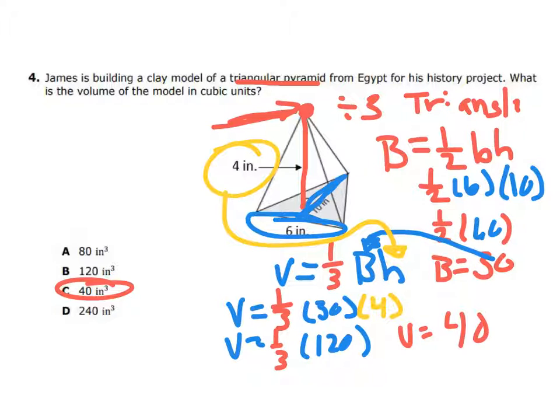So if you made a mistake on this one, common mistakes would be forgetting to divide by 3 here. Another common mistake is forgetting to take half of it because it's a triangle. So again, make your corrections, make sure you write the right answer, and then go ahead and move on to the next problem.